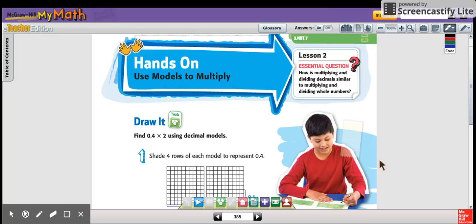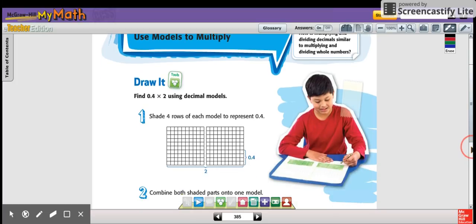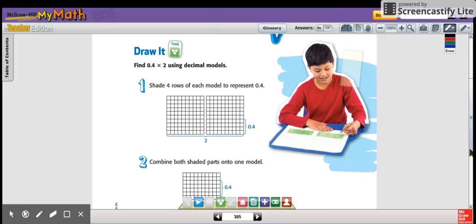Today we are going to use models to multiply decimals. We've used other models to do other things, and this time we're going to multiply decimals. Okay, so the first thing we're going to do is find 4/10 times 2 using decimal models.